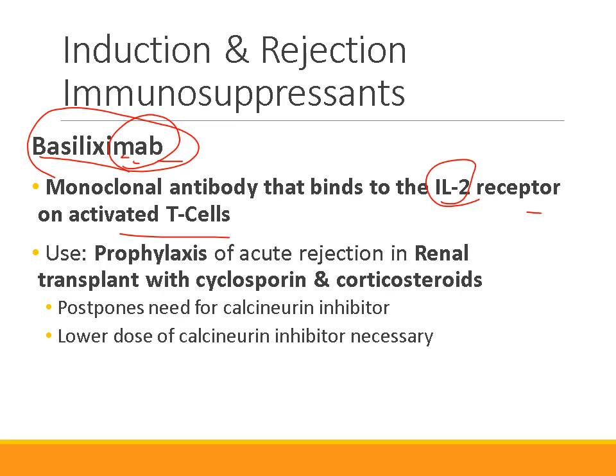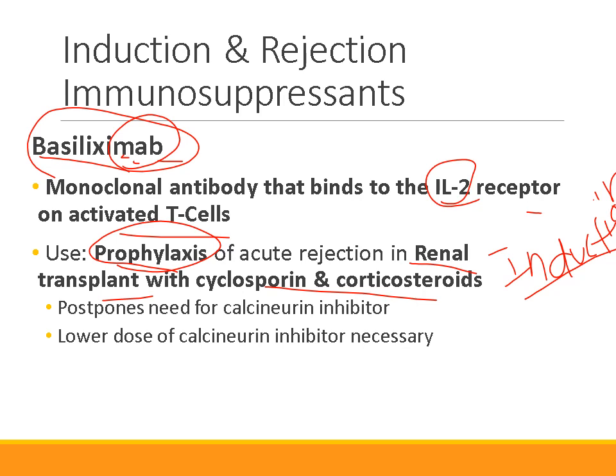So basiliximab is used for prophylaxis of acute rejection in renal transplant. It's used along with cyclosporin and corticosteroids. Note, we are saying prophylaxis of acute rejection. It is just used for induction therapy to prevent rejection. It is not used in the treatment of rejection. And let's just look at the way that it works, and this will kind of explain why.